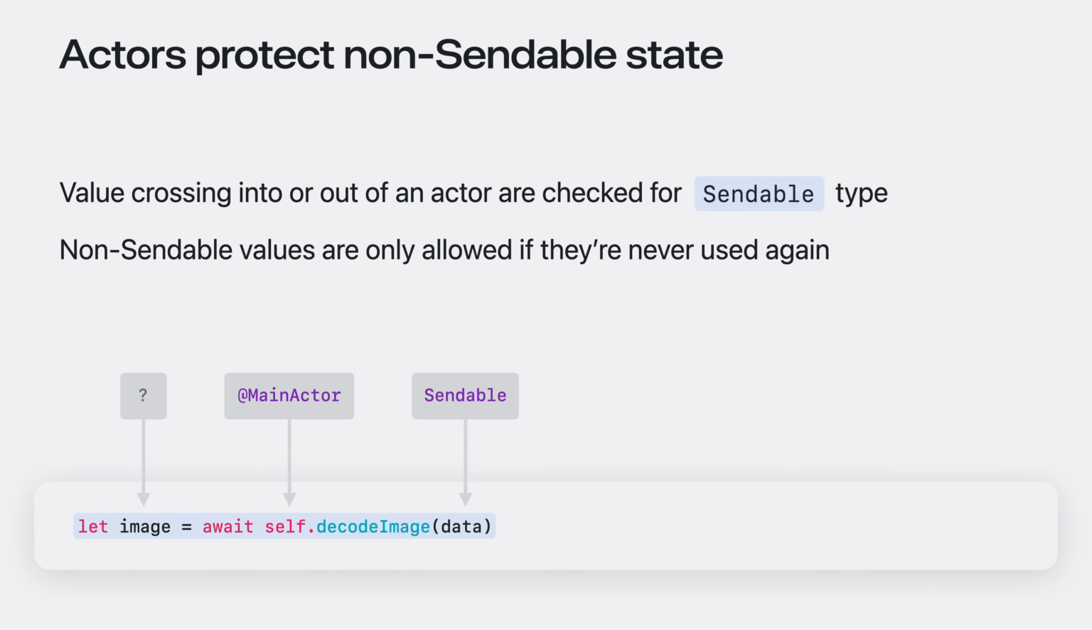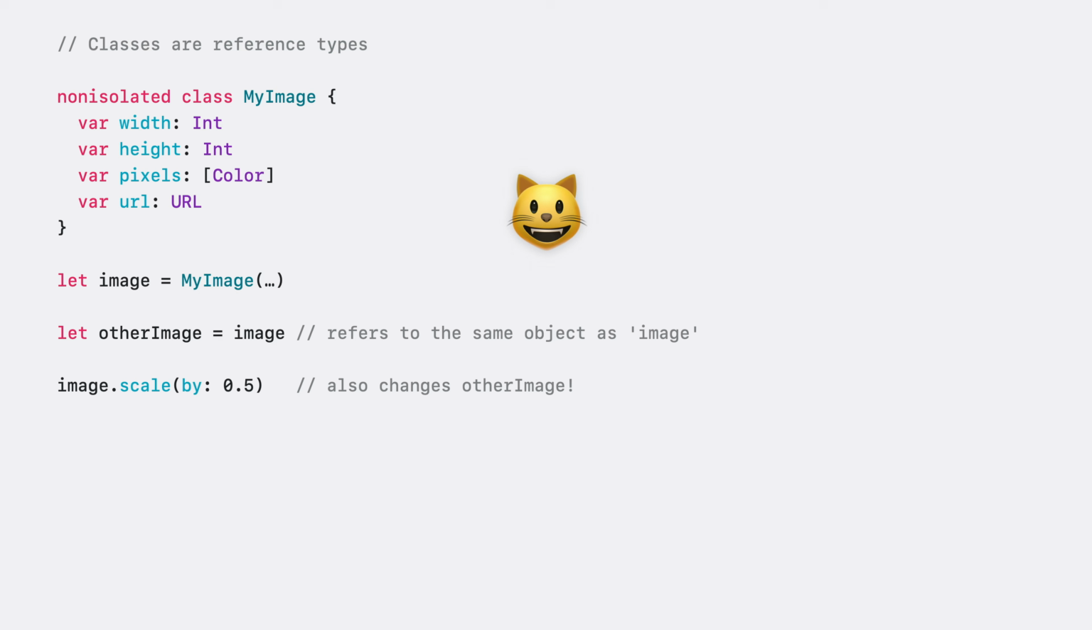That leaves the image type. It could be a value type like data, in which case it would be Sendable. Instead, let's talk about types that are not Sendable, such as classes. Classes are reference types, meaning that when you assign one variable to another, they point at the same object in memory. If you change something about the object through one variable, such as scaling the image, then those changes are immediately visible through the other variables that point at that same object.